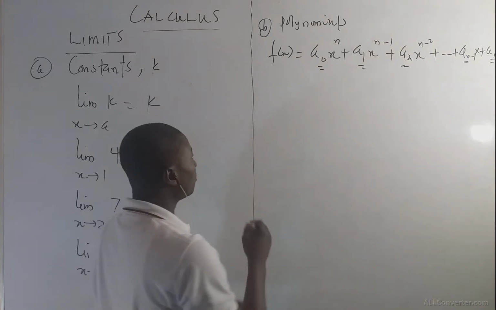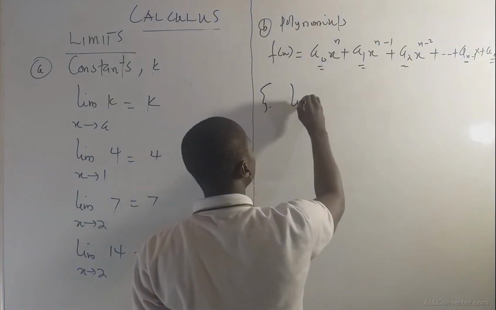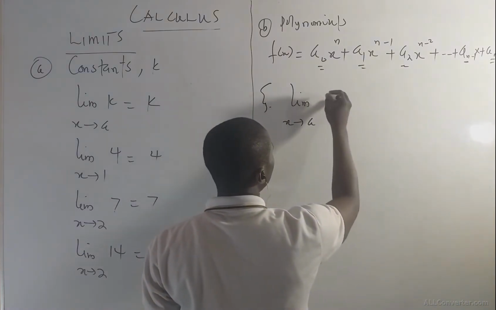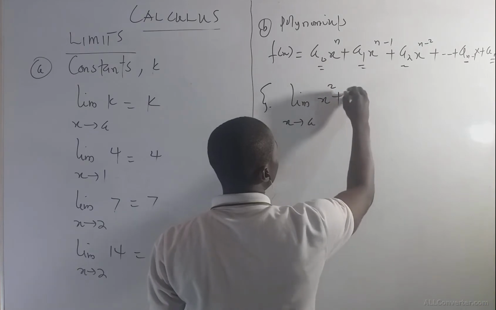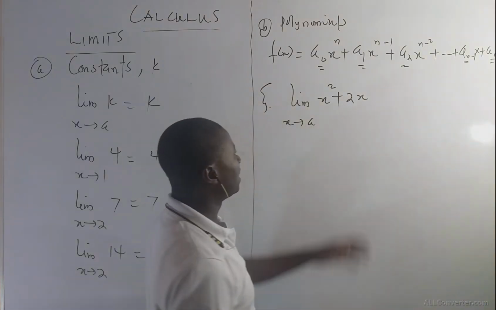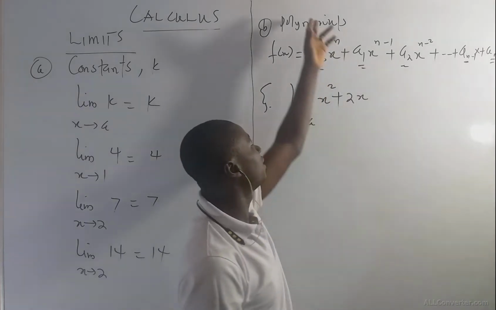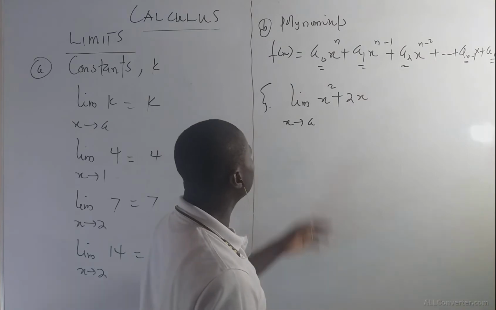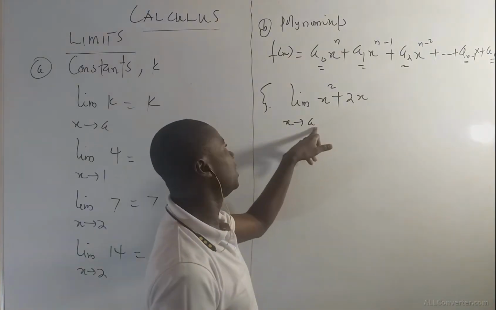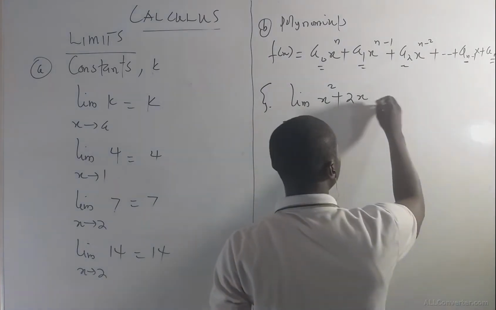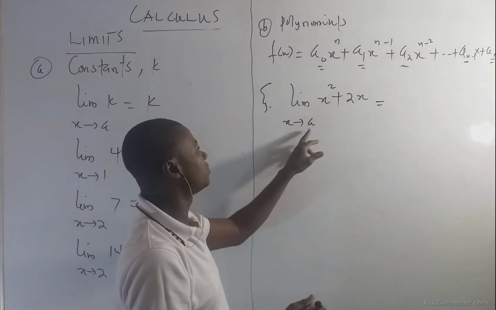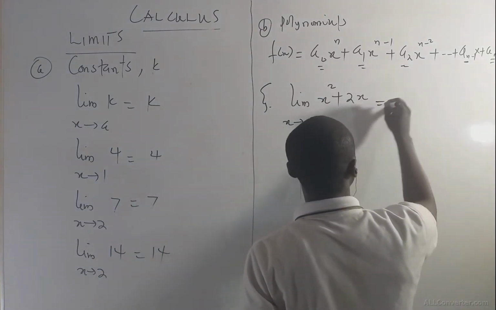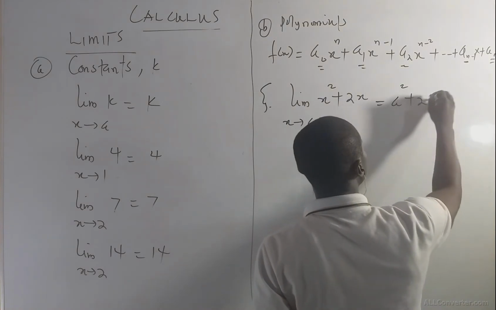If you are finding the limit of polynomial functions, let's assume you have to find the limit as x approaches a of a polynomial function. Let's say we have x squared plus 2x. This is a polynomial function and it's quadratic because the degree of the x is 2. When you are finding the limit as x approaches the value a of the function, what you do is to substitute. Wherever you see x in the function, you substitute that by the value you have. So instead of x squared plus 2x, you are going to have a squared plus 2 times a. So this should be the answer.